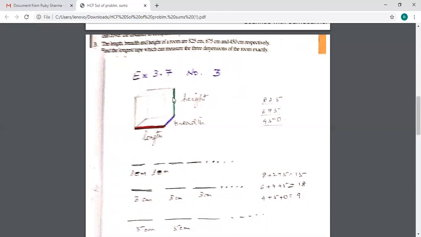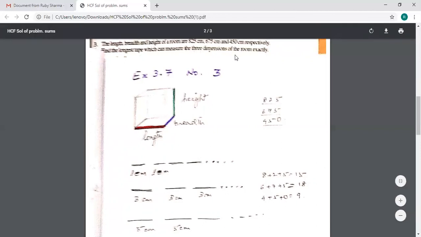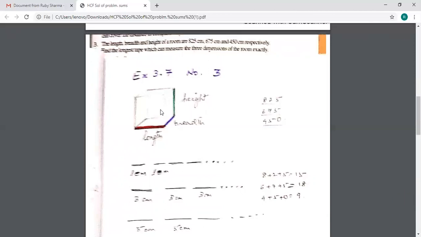If I take a 2 centimeter tape, then 825 is an odd number. So till 824 I can measure, then 1 centimeter will remain. So 675 also I will have to check. 675 will not go by 2. So here also it will remain. It is not measuring exactly. 450 is a multiple of 2, so we will have it exactly. But then it should measure the 3 dimensions of the room exactly. So all the 3. That means you have to find the factor and a common factor.